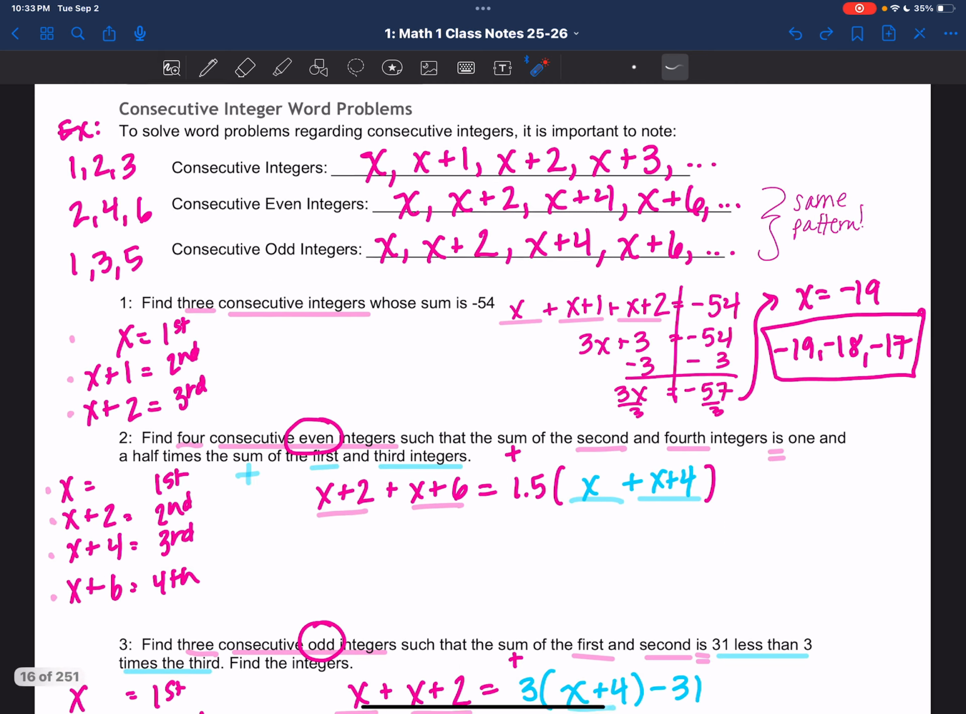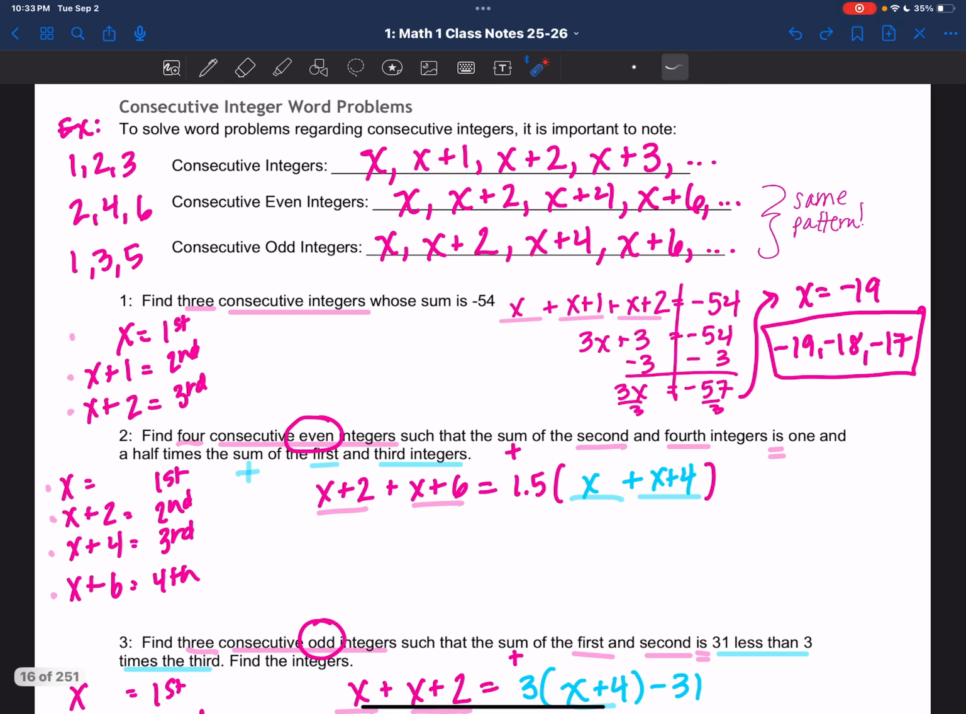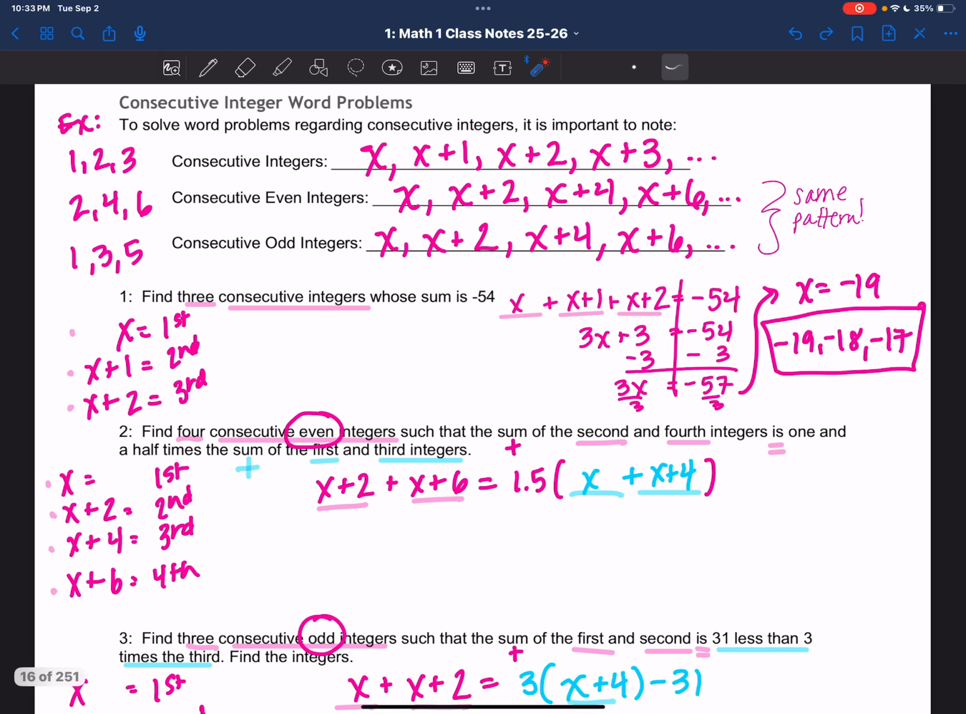All right, now let's look at this last part with consecutive word problems. Consecutive integer word problems means one number right after the other to set up a pattern. So when you're doing this, you have consecutive integers. Example would be like 1, 2, 3. So the pattern is your first number is x, your second number is x plus 1, and to get to 3, it would have to be x plus 2. And then you continue the pattern depending on how many numbers you're looking for.